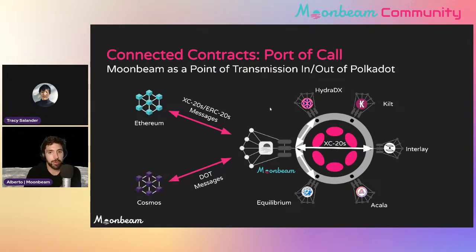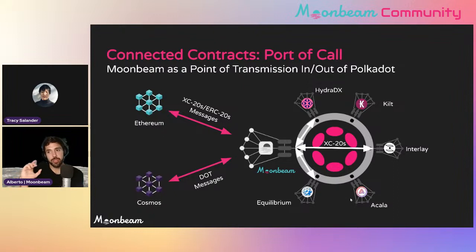So for example, bridges like Wormhole, LayerZero, Axelar cannot connect to Hydra DX directly, but they are connected to Moonbeam. And so you can grab all this liquidity from Ethereum, from Avalanche, from Polygon, from BSC, and route it through Moonbeam so that it enters Moonbeam via these protocols, and then it gets shipped to Hydra DX, for example, via XCM, which is really cool because it unlocks this liquidity for Polkadot parachains.